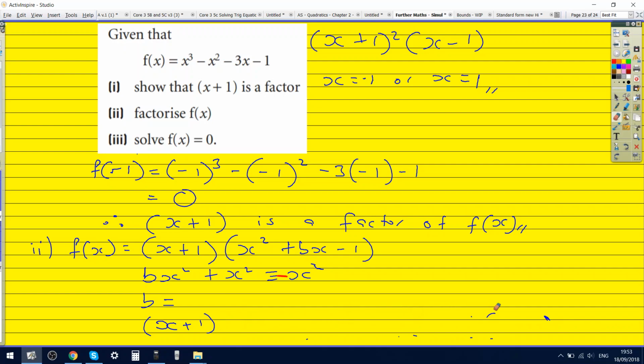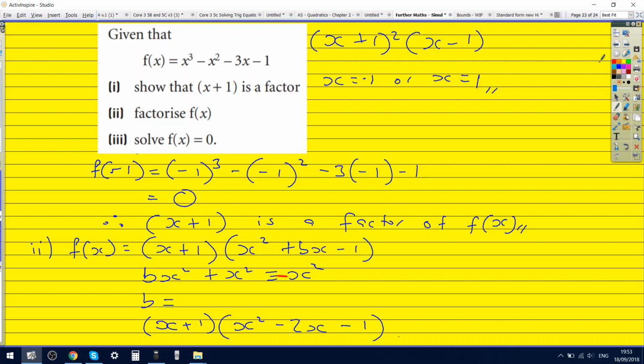Sure, okay. So we have minus 2 for b. Then we have x plus 1, x squared minus 2x minus 1. And the reason why I didn't find a solution is because this second bracket doesn't factorize. You have to use the formula or complete the square.